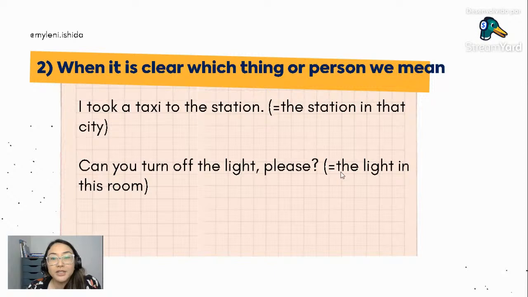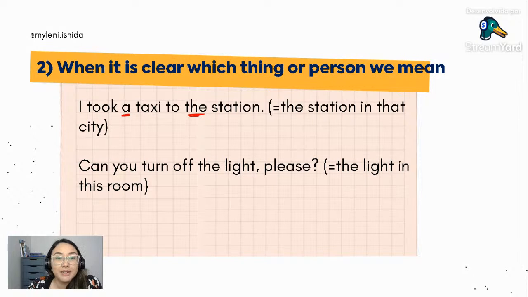When it's clear which thing or person we mean. So for example, I took a taxi to the station. A taxi, it means any taxi, okay? Not a specific one. But the station, it's a specific station. The station in that city.